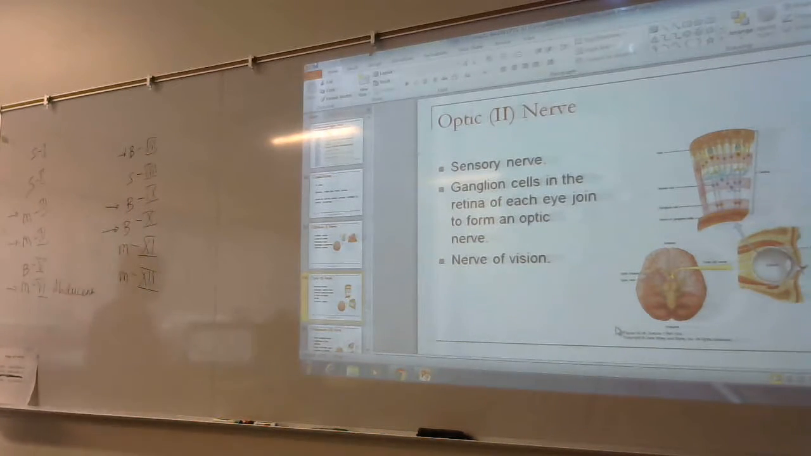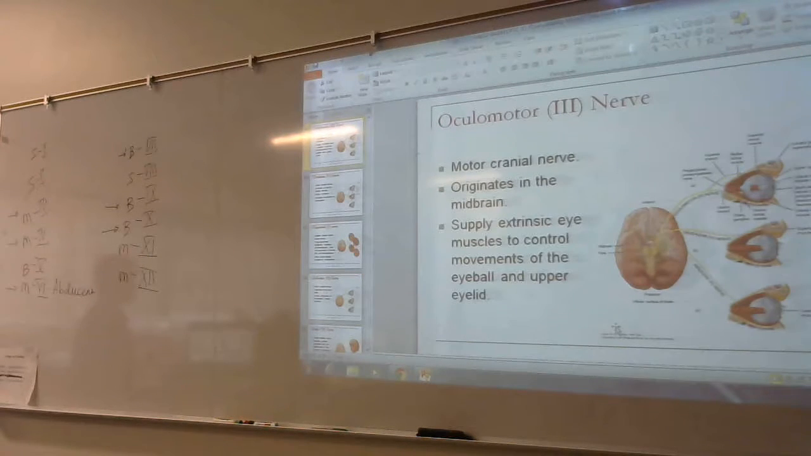Okay, so cranial nerve number 3 is your oculomotor nerve.